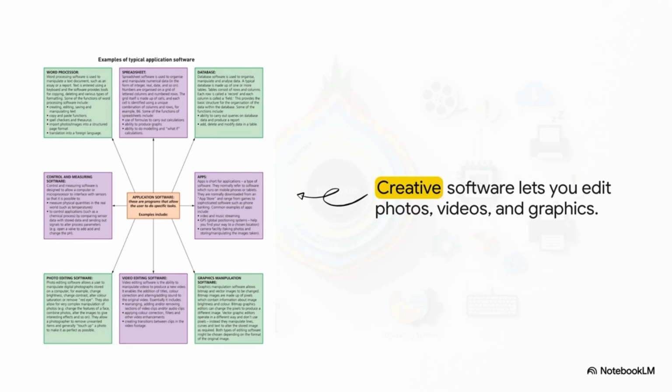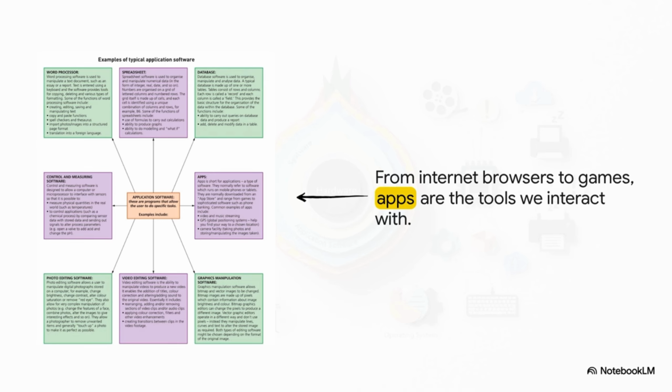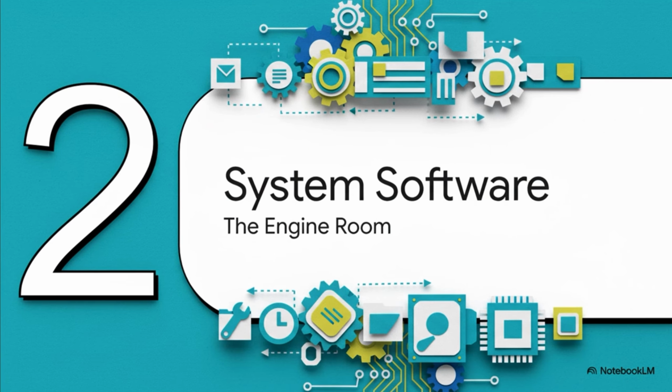And then, of course, you've got the creative tools. We're talking photo editing software to make your pictures pop, video editors to cut together movies, basically all the apps that turn your computer into a little artist studio. And finally, the diagram points to all the apps we use for fun and connecting with the world. Internet browsers, games, you name it. All of these programs make up that application layer. But for any of this to actually work, it needs a way to talk to the physical hardware. And that is where our next layer comes in. So, let's peel back that layer of apps and take a look at what's running underneath.